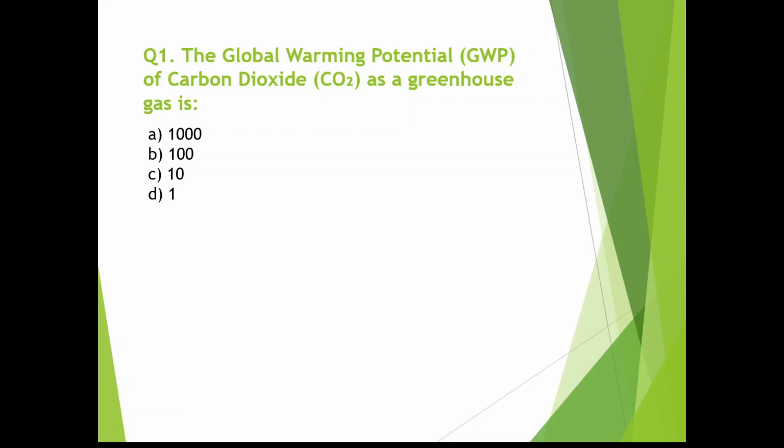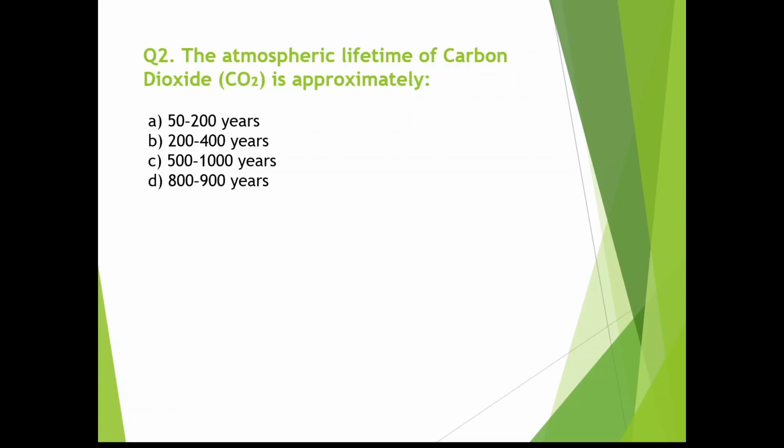So this was the previous year assignment question, and global warming potential is a measure of how much heat a gas traps in the atmosphere compared to CO2. So let's move to the second question. Let's see how many of you can answer the second assignment question.